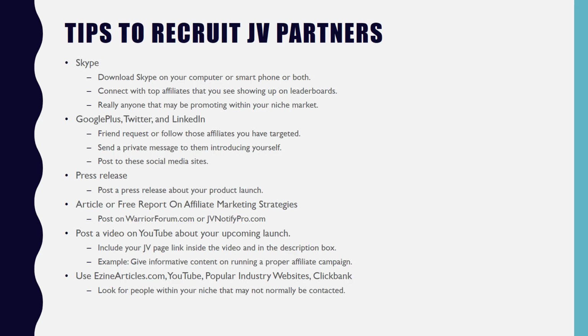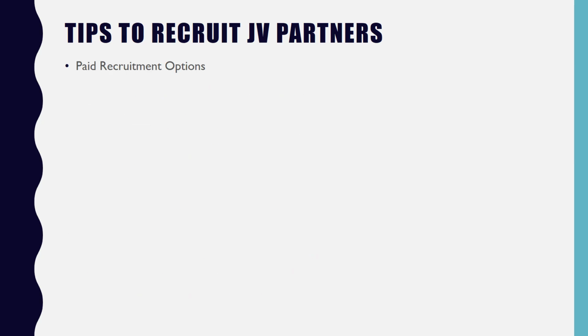Look for people within your niche that may not normally be contacted. So a lot of times the product owners, they are contacted, but the authors on eZine articles may not be that much. The YouTube channel host may not be contacted that much. And so go out there and find those people, like people with a strong YouTube presence or forum presence. Those are great ways to reach additional people out there. And if you're on eZine articles, look at that resource box to get in touch with them.